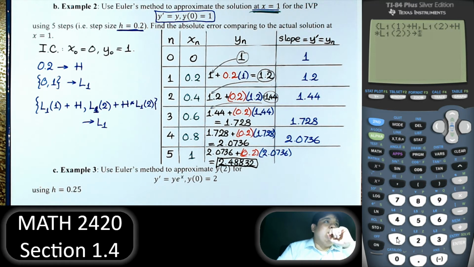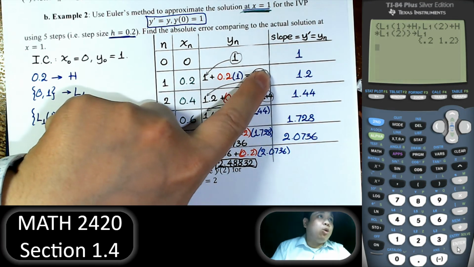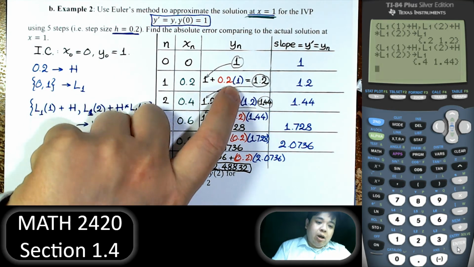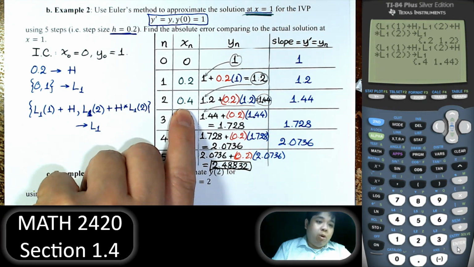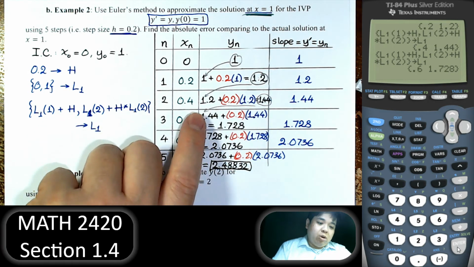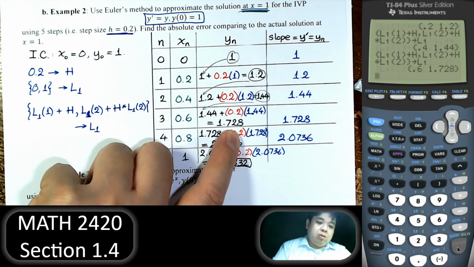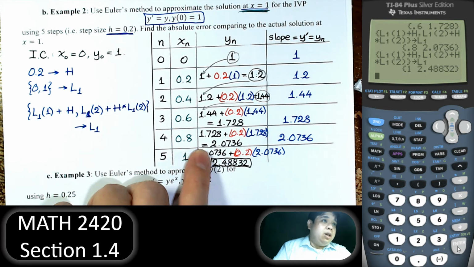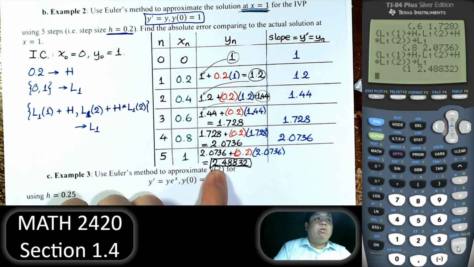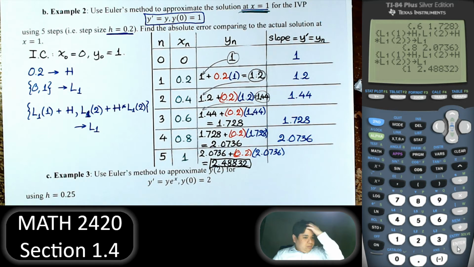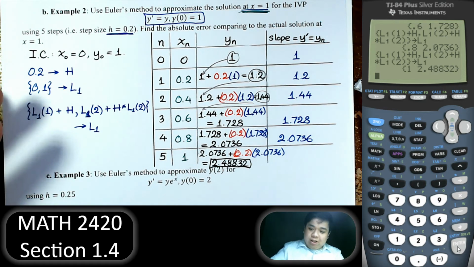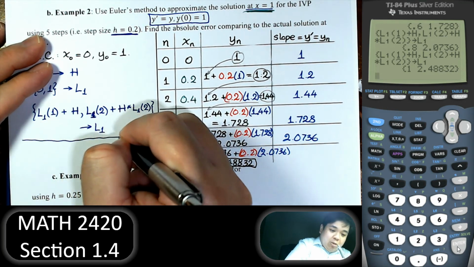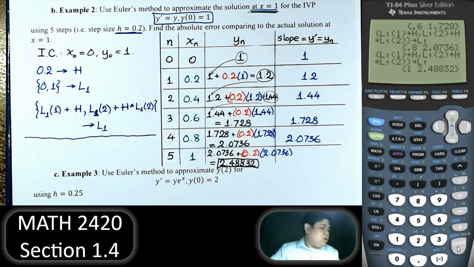Sorry, we have to store into a list. Right. 0.2, 1.2, that's good. 0.4, 1.44, that's good. 0.6, 1.728, just keep hitting enter. 0.8, 2.0736, that's good. And then x equal to 1, y equal to 2.48832. So that's good. So either we do that by hand on the table or we use a calculator to do the recursion.